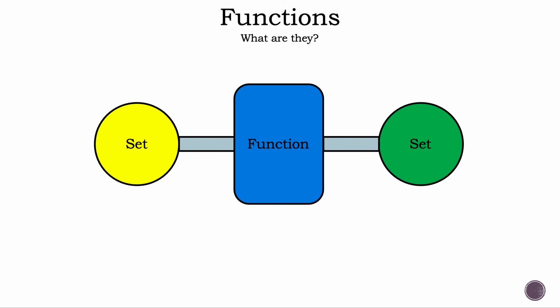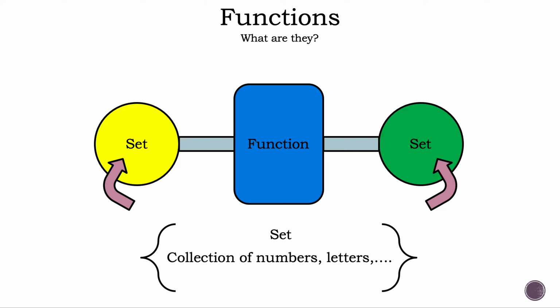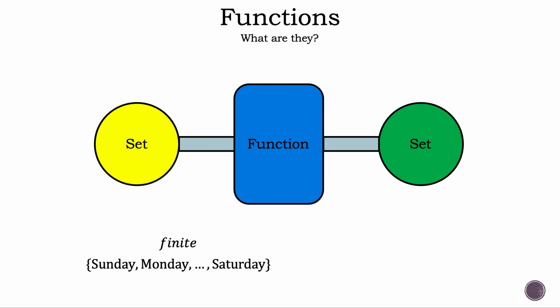Now, let's take a look at a function machine so we can get a better idea of what a function is. First, let's talk about what a set is. A set is a collection of numbers, letters, or anything in between. We have two types of sets. The first type is finite, which means there's a limited number of elements in the set. In this example, we have the days of the week.